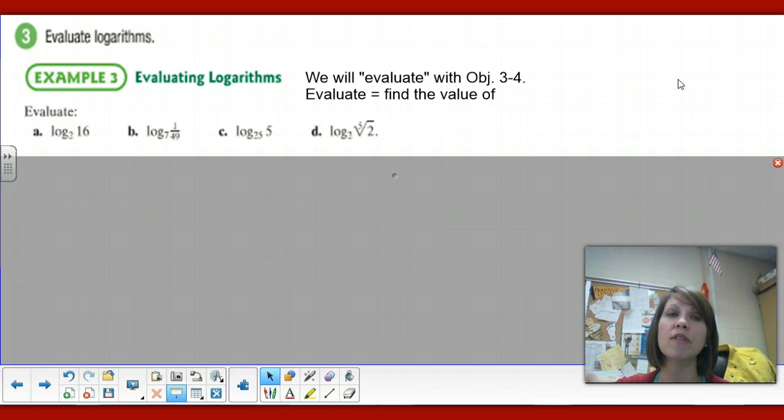With example 3, we're going to see one type of how to evaluate, and then with examples 4, and I think example 5 as well, we're going to see some other methods of evaluating. Remember, evaluate just means to find the value of. All right, so let's talk about how to do this, and the idea is that we're not just punching buttons in a calculator and pressing enter.